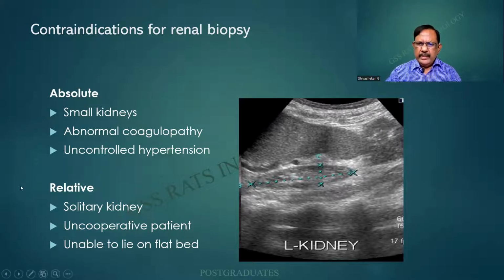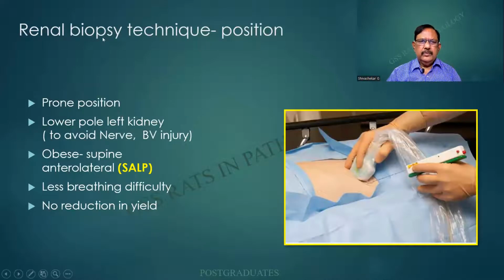And in this, it is a case of a hypoplastic, a small kidney on the left side, diagnosed by ultrasound. What is the technique over here? This is another picture. Again, you find that it is being guided through the ultrasound and the biopsy is being done. The patient is in the prone position, lower pole of the left kidney. This is mainly intended to avoid injury to the nerve or the blood vessels.